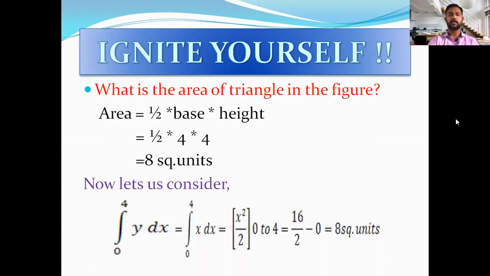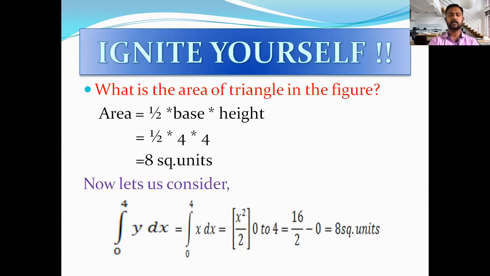What is it equal to? Integral 0 to 4, the equation is given as y is equal to x, therefore it is 0 to 4 x dx. Integral of x, we know it is x square by 2. Between the limits 0 and 4, substituting upper limit first, 16 by 2 minus lower limit 0, is equal to 8 square units. So using the basic formula half base into height and using the integral, we got the same result. Therefore, we equate the area to integral 0 to 4 y dx.